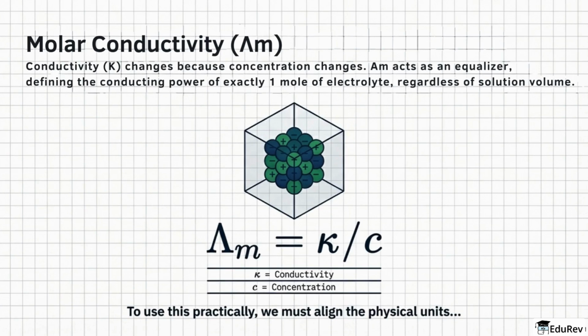This page introduces molar conductivity, written as lambda Em. Conductivity changes because concentration changes, so it is not always the best comparison measure. Molar conductivity solves that problem by defining the conducting power of exactly 1 mole of electrolyte, regardless of how much solution is present. The formula is lambda Em equals kappa divided by C. So conductivity is about the solution as it is, while molar conductivity standardizes it to 1 mole.